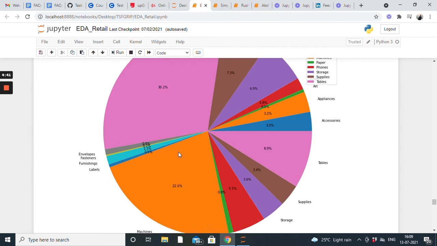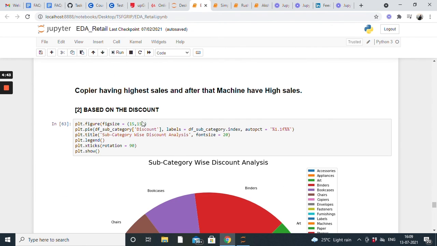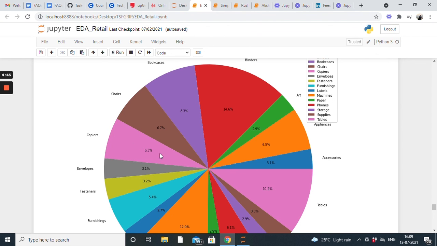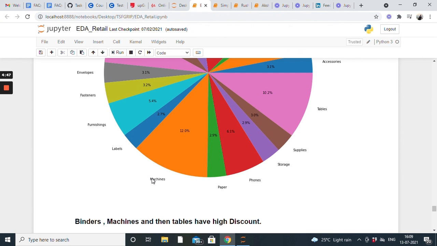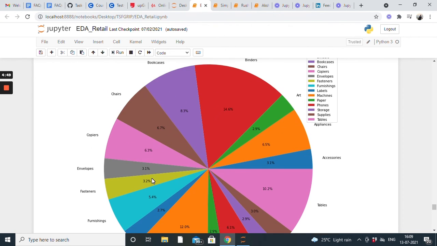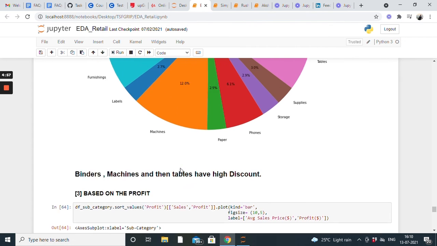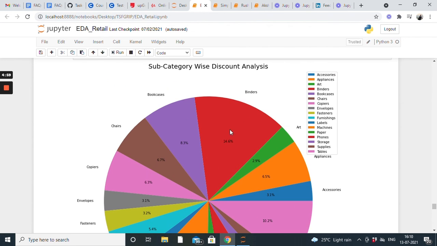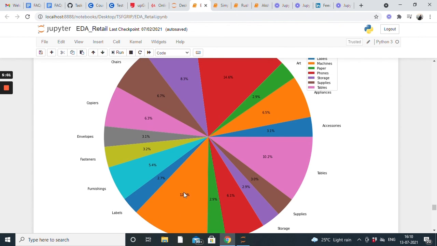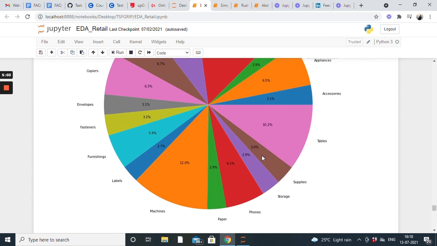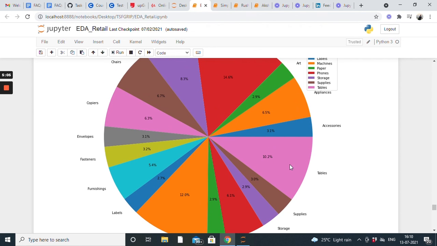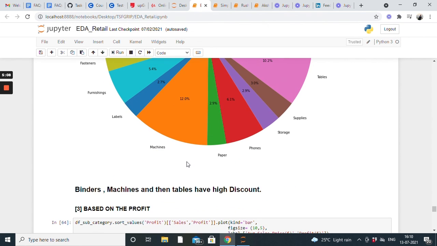Let's go with discount, with the same procedure, a pie chart. We can conclude from this that binders, machines and then tables have a high discount. Binders have 14%, machines have a 12% discount, and tables have a 10.2% discount. So these three have a high discount.